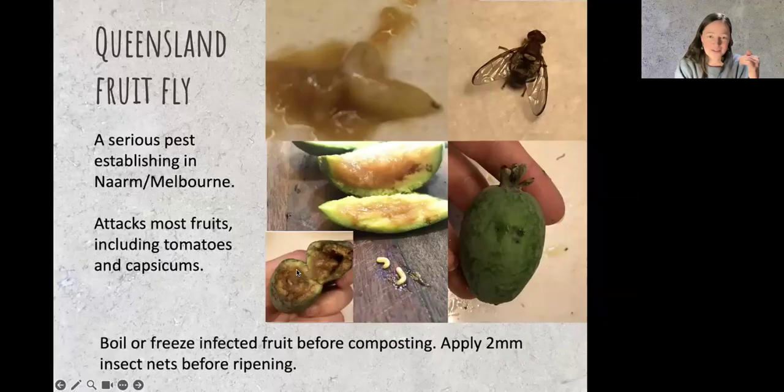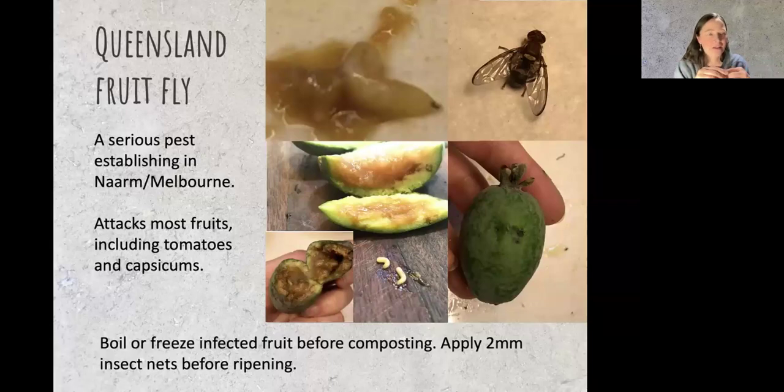The key, though, is that we don't want to allow another cycle. So if you do discover fruit like this, it's really important that you treat it in some way before you compost it. Otherwise, you're just introducing that pest back again to continue doing this kind of damage. So the standard instructions are to either boil or freeze your infected fruit before composting.